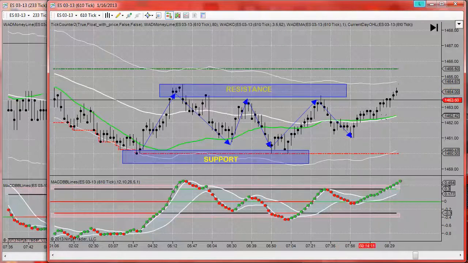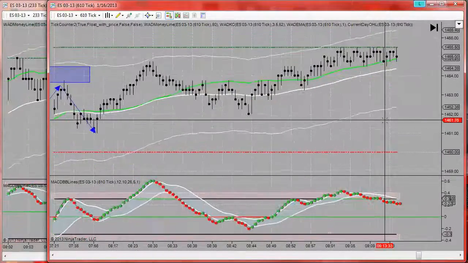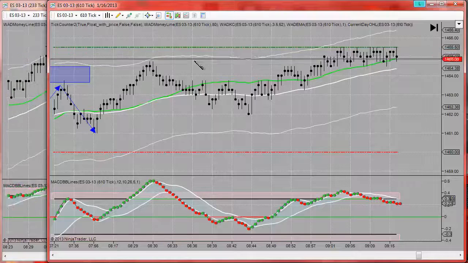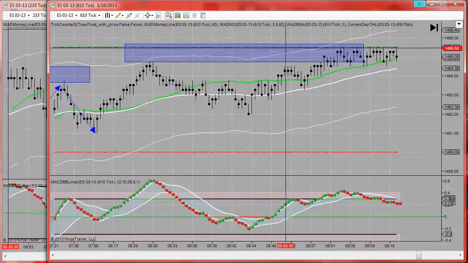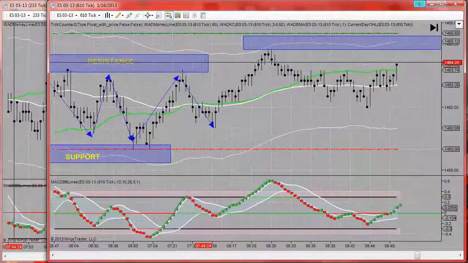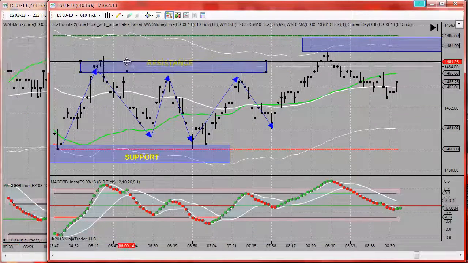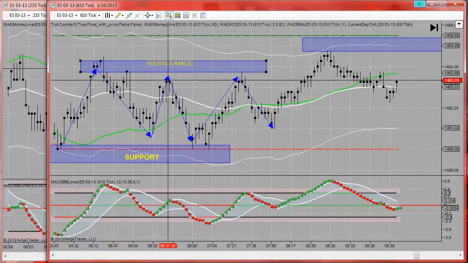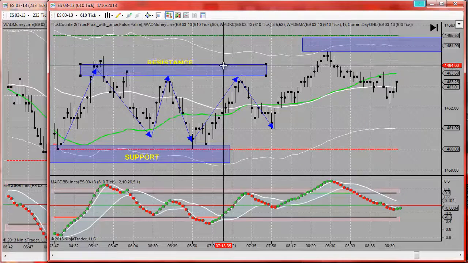This resistance area can't be a gigantic area, meaning it can't cover there and there. That's too big of an area. It needs to be within the vicinity of, you know, it can't be that large. It has to be a pretty decent range between each price point. And again, price doesn't have to be at that exact point to be considered resistance.